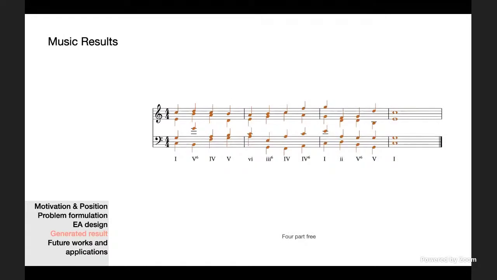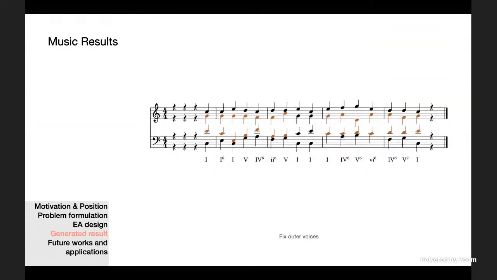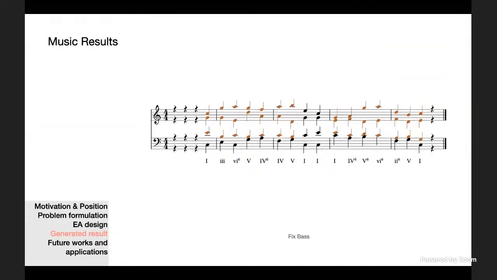Here are some examples of the generated music. Depending on the music template, the user can specify fixed notes and free-to-modify notes in the piece of music. The orange notes are modifiable by the algorithm, while the black notes are constrained. This particular example is where everything is modifiable. This has some constraints. This also, as well as these two.